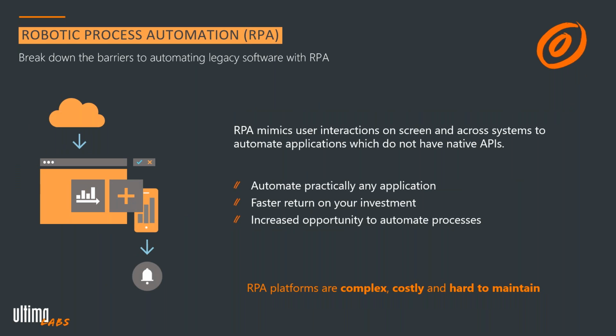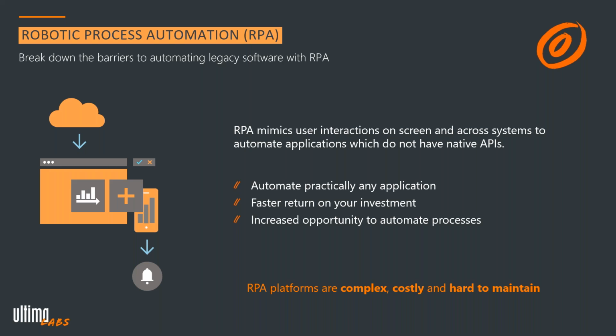What this leads into is another term, which is robotic process automation, so that's RPA. RPA is much more capable, but it's more complex. It breaks down the barriers to automating legacy software. It mimics user interactions on screen and across systems. Essentially, if your user can interact with it, it will capture that and it will interact with the application in the same way. So it allows you to access all systems, including those which don't have APIs.